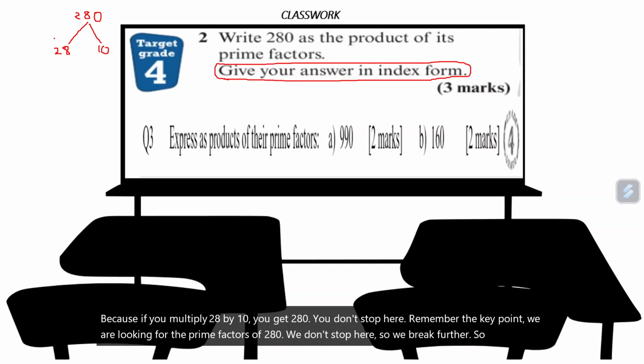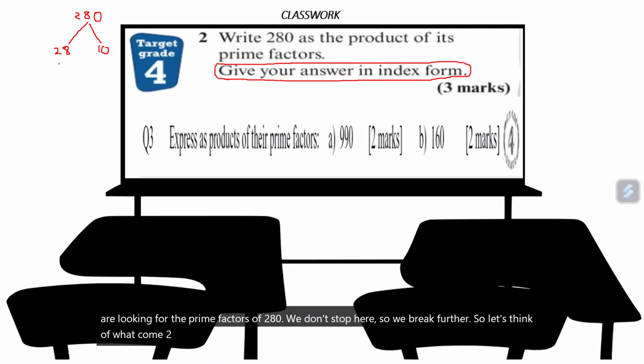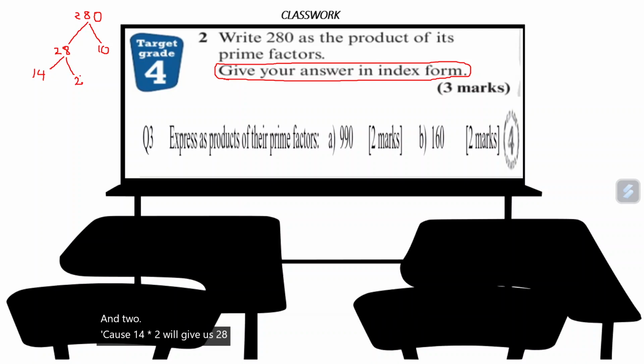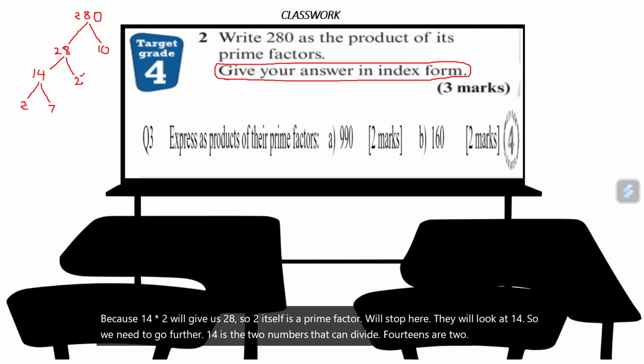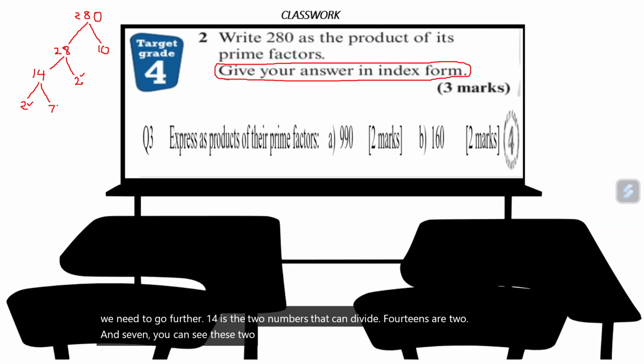So let's think of two numbers that can multiply to give us 28. So let's say 14 and 2, because 14 times 2 will give us 28. So 2 itself is a prime factor. We'll stop here. Then we'll look at 14. We need to go further. The two numbers that can divide 14 are 2 and 7. You can see these two numbers are prime factors. So we'll stop here. Then we look at 10.